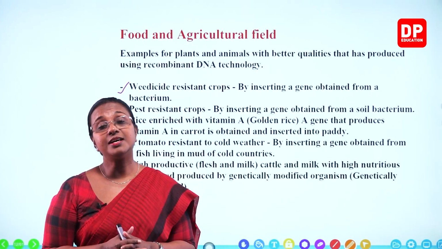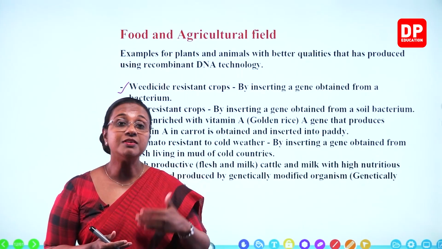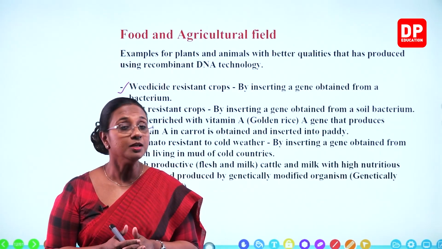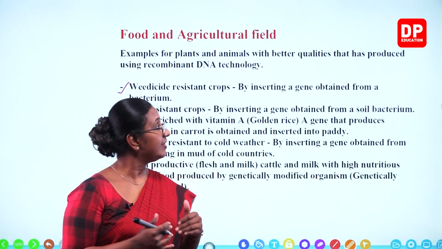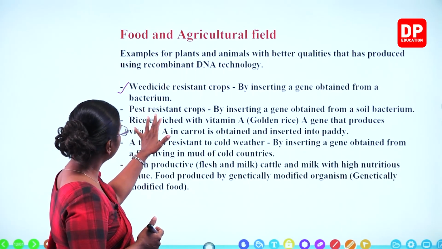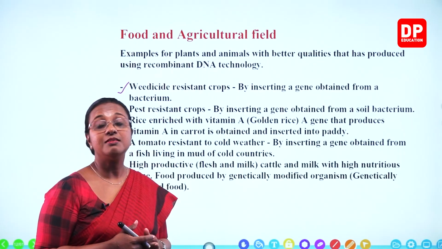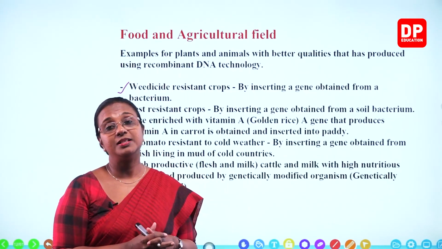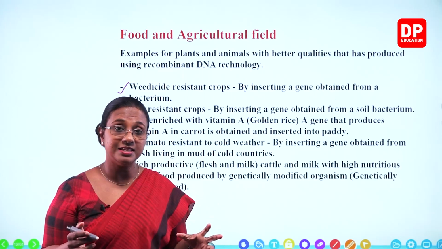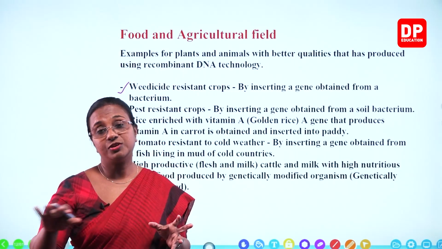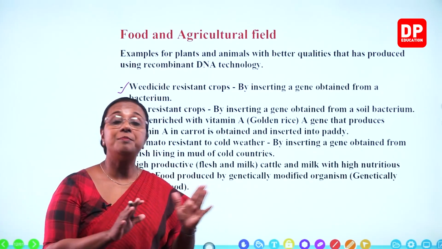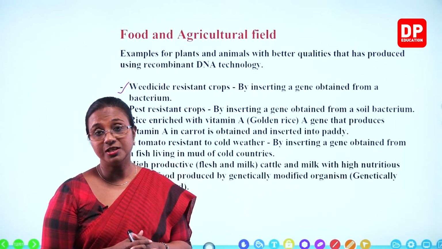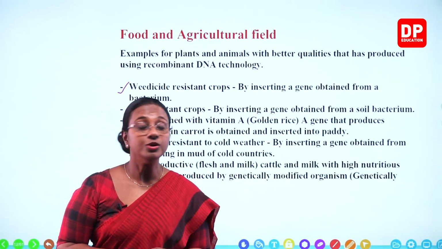But the weedicides are chemicals. Now if the weedicide affects the crop plant, then that can become a problem. So if we can make a plant or crop that is weedicide resistant, a crop that is not affected by the weedicide, then it's easier. You can use the weedicide to control the weed, but the crop is not affected by the weedicide. The crop is resistant to the weedicide. Then it is more useful.